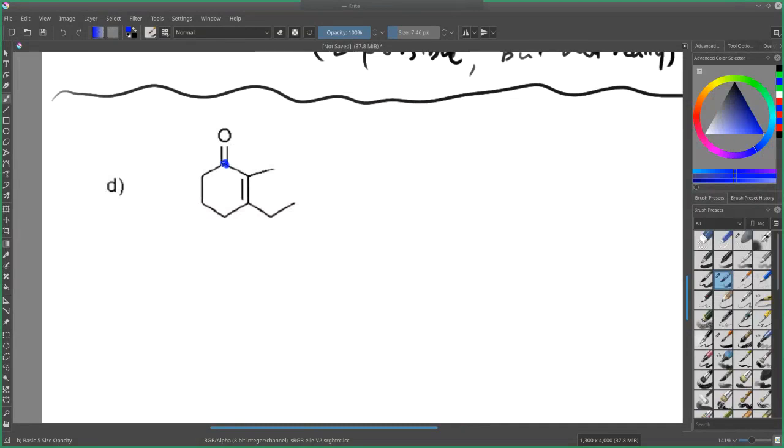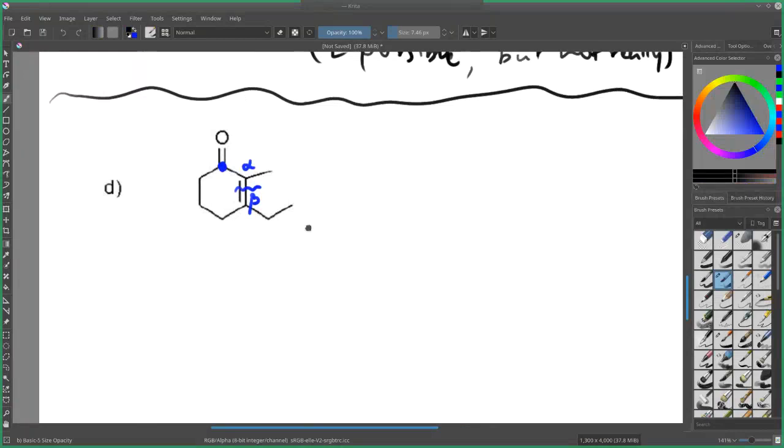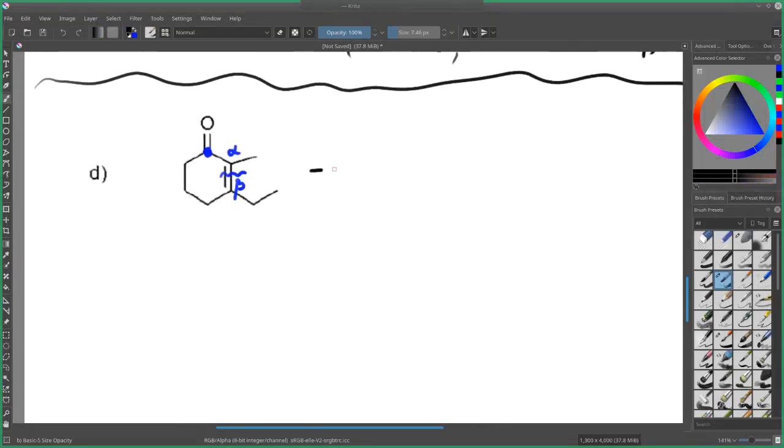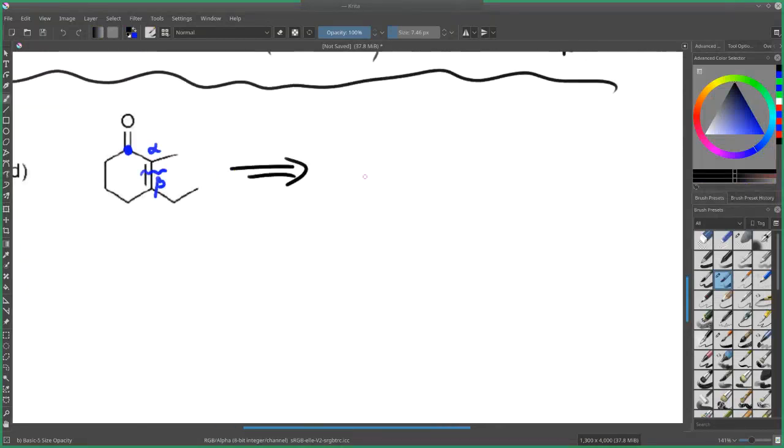Okay, here's our ketone. Find the alpha carbon, beta carbon, and split it. That is the way to do it. So retrosynthetic analysis, go backwards over to here. Whoops. Okay, I didn't split it at all.